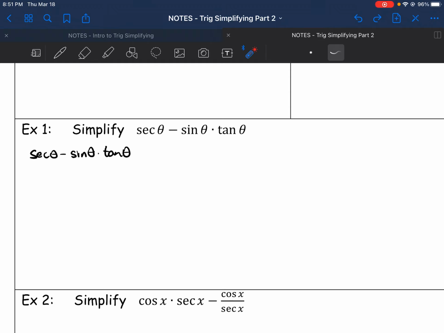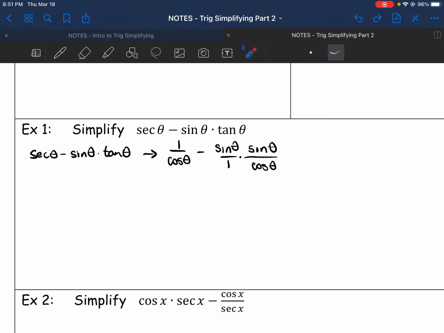Just like in the previous lesson, I'm going to start decomposing things into sines and cosines. So I can see that the secant theta is going to be 1 over cosine, and this tangent theta is going to be sine over cosine. So that's the first thing I do. I decompose into sines and cosines.